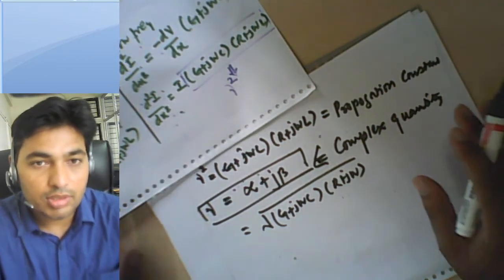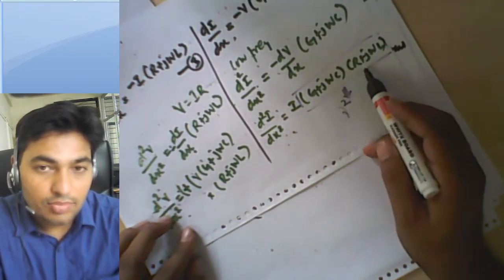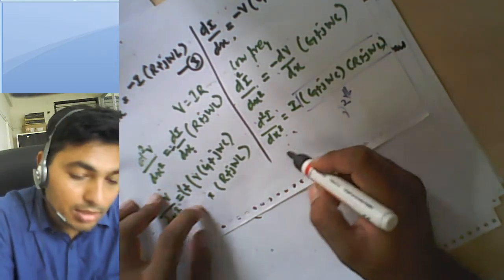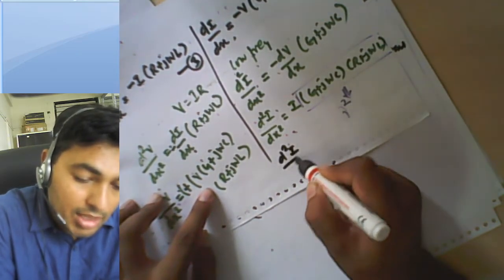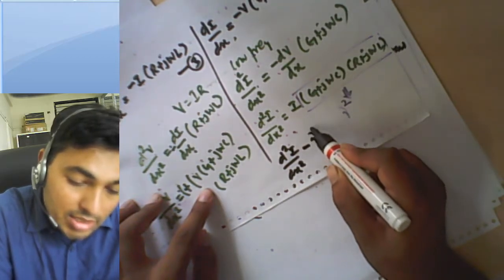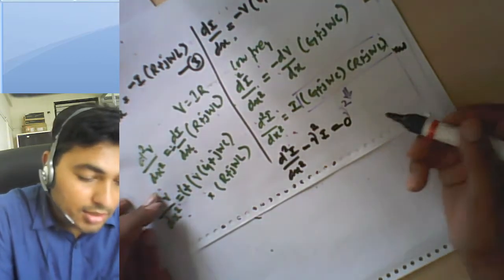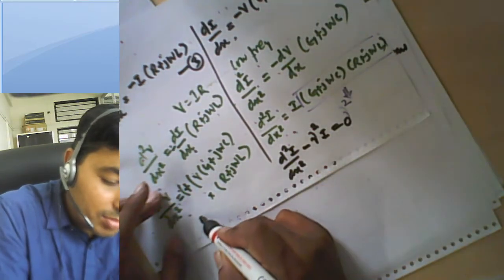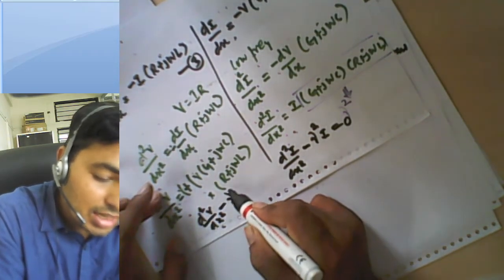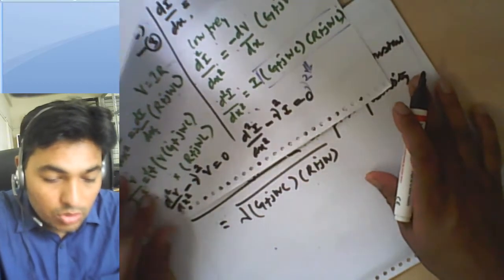Now we will move further into our analysis. We will replace this term with gamma square. So this equation will become d square I by dx square, and we take this to this side, minus gamma square I equal to 0. Similarly, we will get a voltage equation: d square V by dx square minus gamma square V is equal to 0. So we will get two sets of equations.